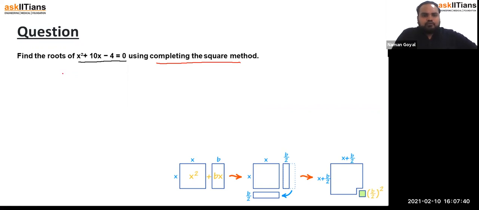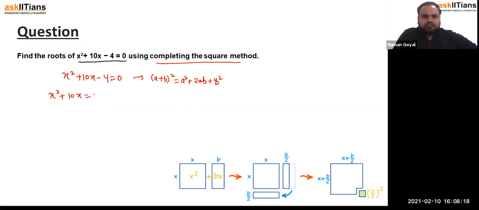So what we have to do is solve x square plus 10x minus 4 is equal to 0 by using the completing the square method. Okay, so let's start. As you see here, the plus sign is there. So we have to try to make it in the form of (a plus b) whole square is equal to a square plus 2ab plus b square, isn't it? Yes. So first we have to take this minus 4 to this side. So it gives x square plus 10x is equal to 4.